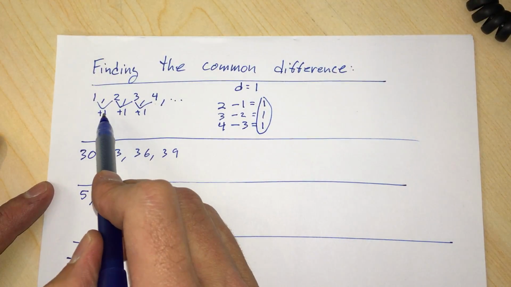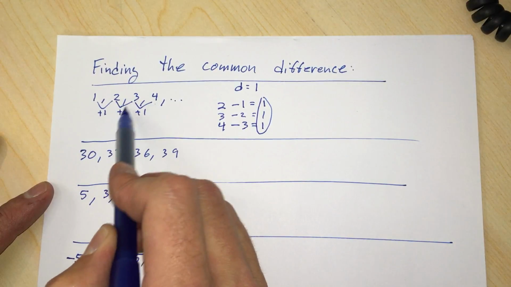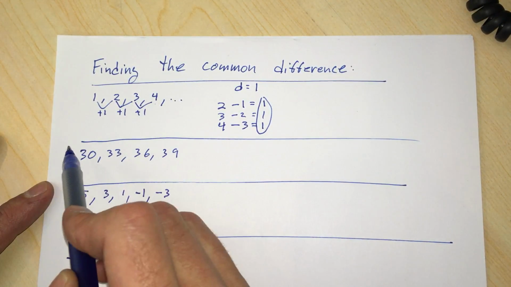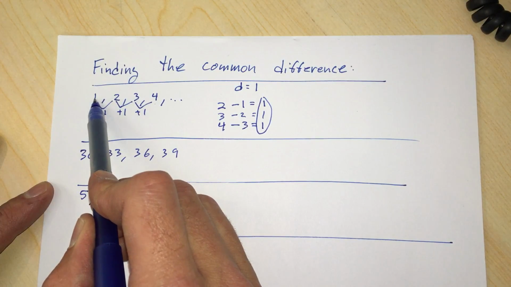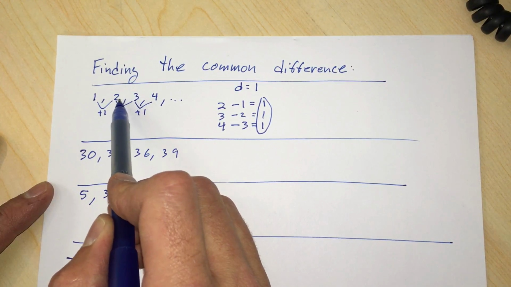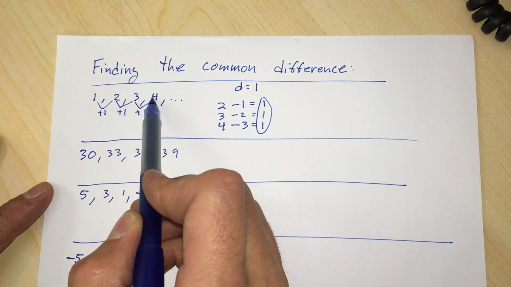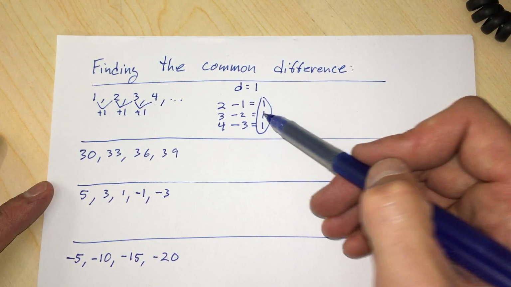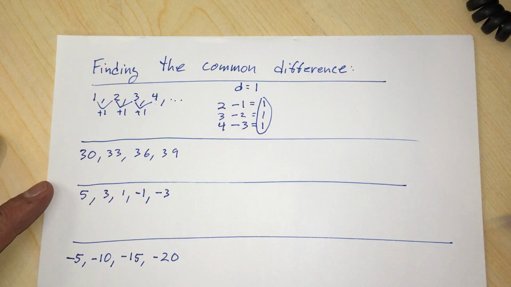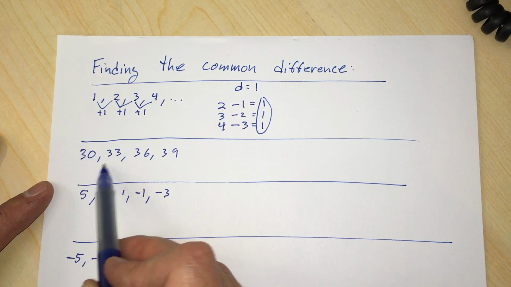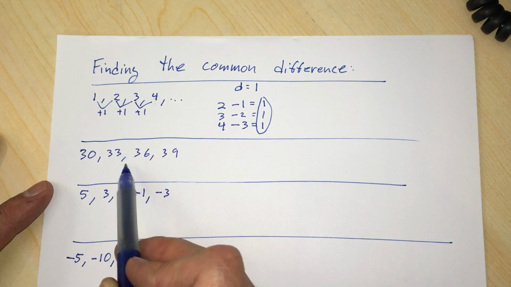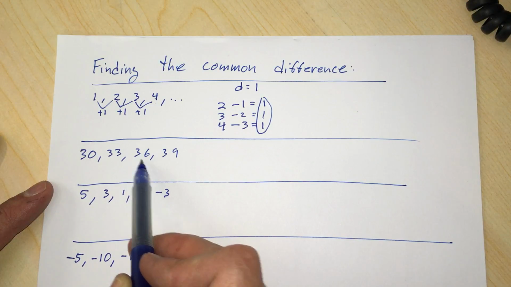And we showed it in a couple ways here. So we either add 1 each time, or we take the second term and subtract the first one, the third one and subtract the second one, the fourth one and subtract the third one. So that's the basics of how you find the common difference, right? So let's say on this one, it's 3. So 30 plus 3 is 33. 33 plus 3 is 36. 36 plus 3 is 39.